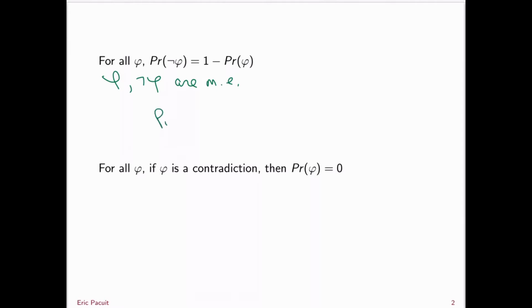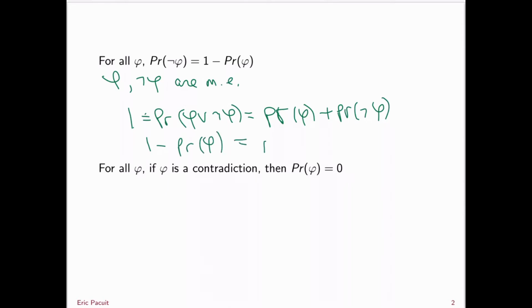So that tells me that the probability of phi or not phi is going to be equal to the probability of phi plus the probability of not phi. Furthermore, phi or not phi is a tautology, so I know that this probability must be equal to 1. So we get 1 is equal to the probability of phi plus the probability of not phi. So subtracting the probability of phi from both sides, we get 1 minus the probability of phi is equal to the probability of not phi.